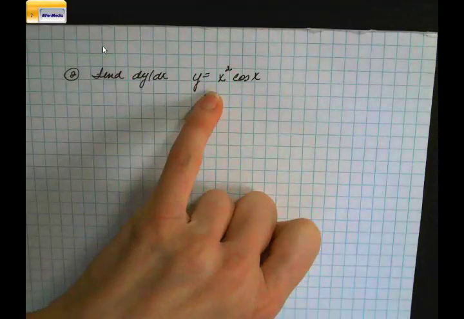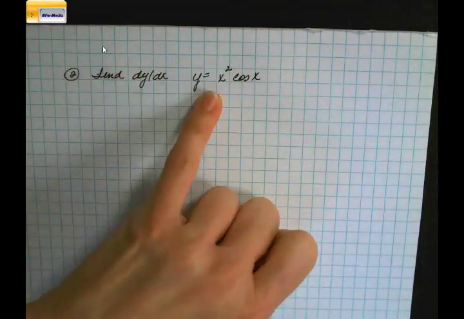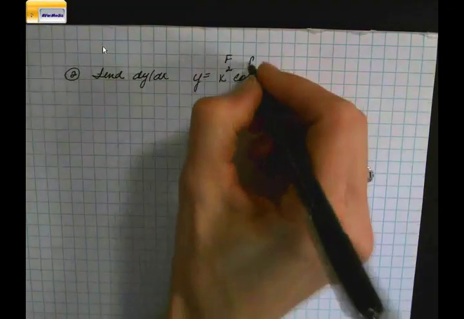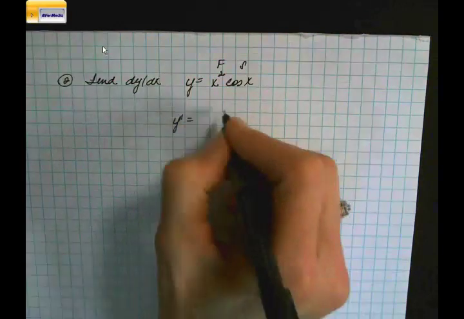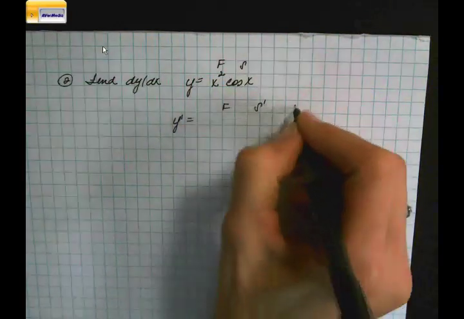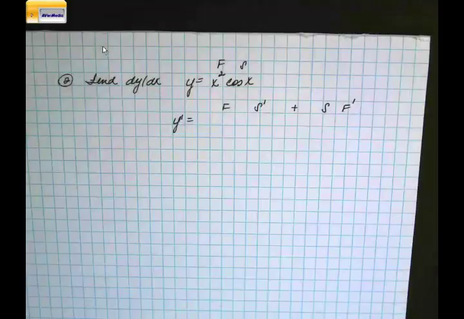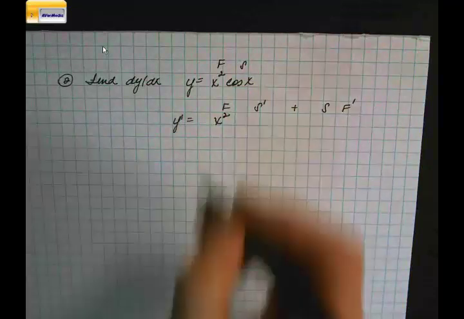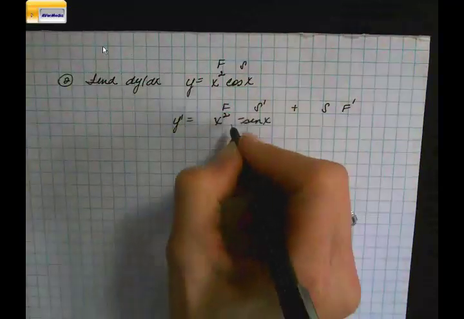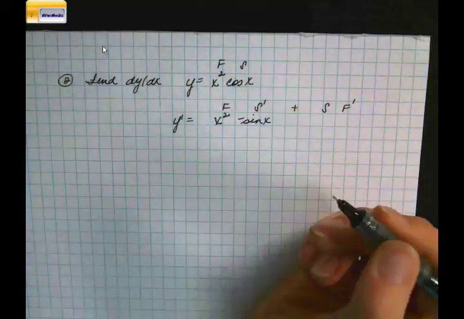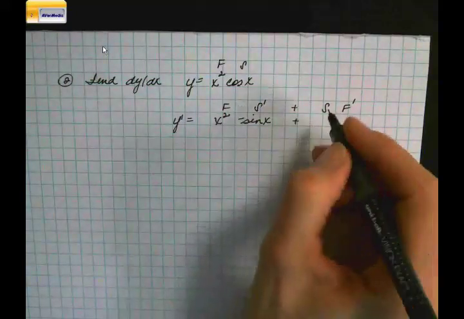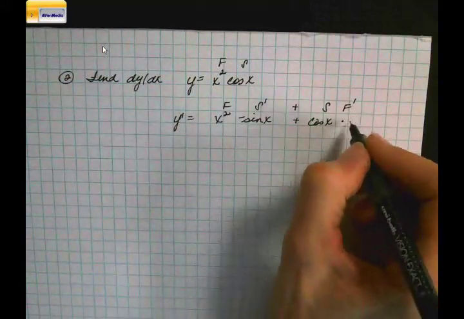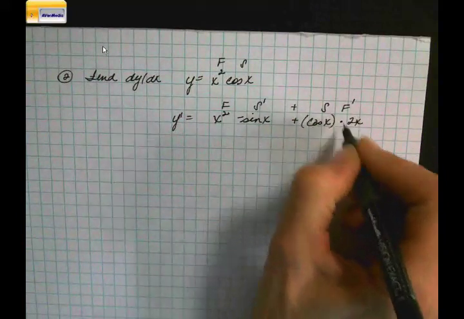So again, if this were a number like 5, you wouldn't have to do it. But the variable is here, which means you must apply the product rule, where this is the first term and the second term in the product. So when we compute the first derivative, it's the first times the derivative of the second plus the second times the derivative of the first. Well, the first is x squared, and the derivative of cosine x is a negative sine x. Okay, so this is x squared times the negative sine x, and then the second times the derivative of the first is cosine x, and the derivative of x squared is 2x.